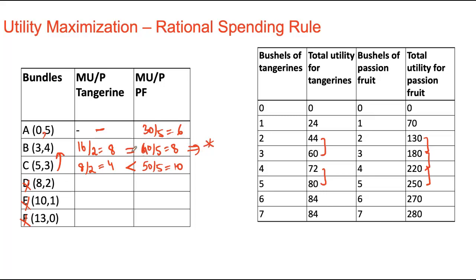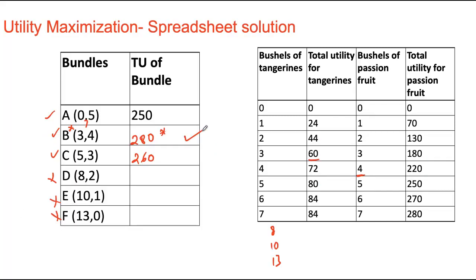I do not have any incentive now to spend more money on passion fruit or spend more money on tangerines. So this must be our utility maximizing bundle. So through both analyses, whether it was the rational spending rule or our spreadsheet solution in which we were looking at total utility for a given bundle, we got bundle B as our answer.